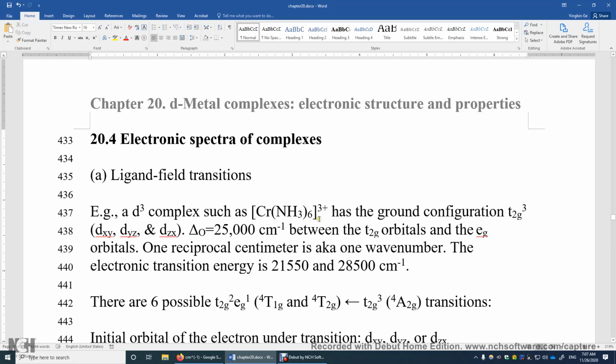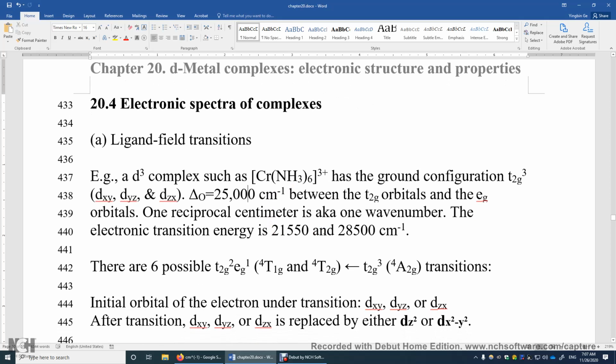So now let's look at the electronic transition that takes place in this transition metal. When we promote one electron from one of the t2g orbitals to one of the eg orbitals, there are actually 6 possible options. Why 6 options? Well, you have 3 options here. You can promote one of the 3 electrons, each occupying one of these 3 orbitals. So you can promote the dxy electron, or dyz electron, or dzx electron.